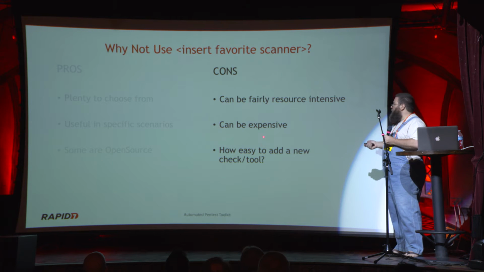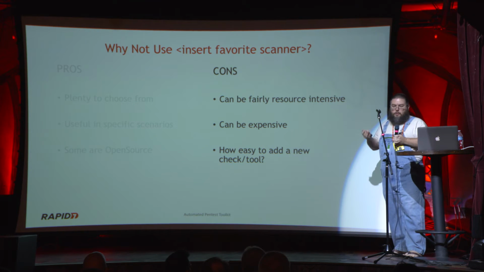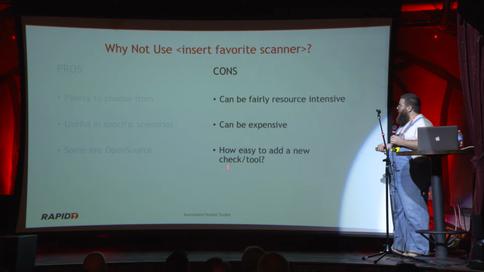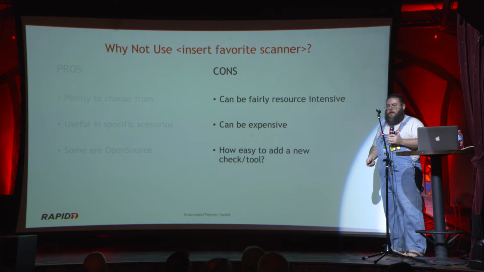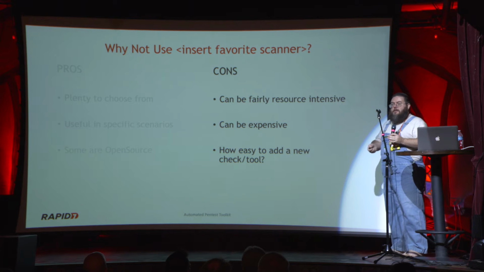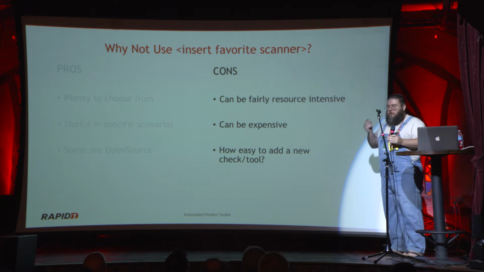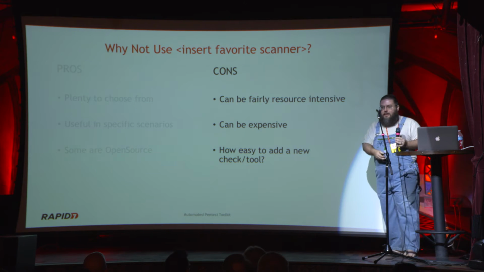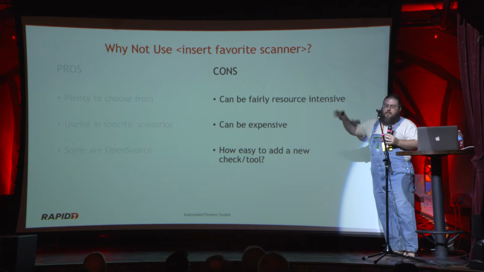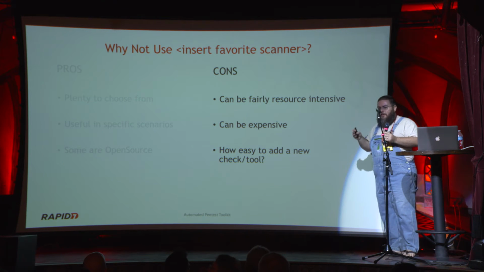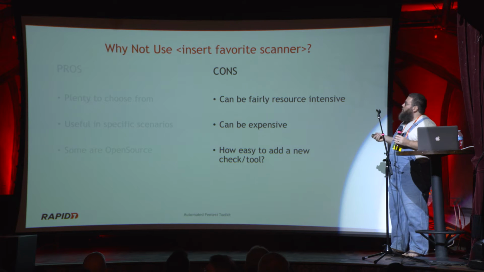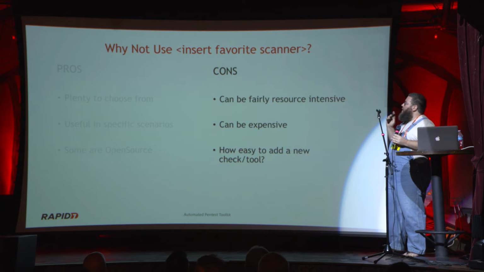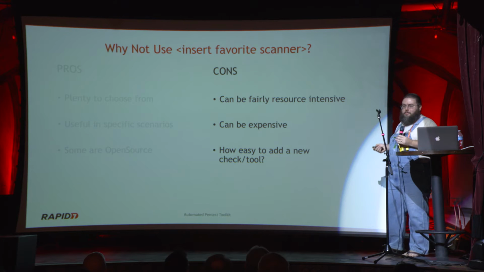Some of them can be fairly expensive, tens, 20s, 30s of thousands of dollars. And even when they are open source, how easy is it really to add a new tool to the repertoire, to add a new check to it? Some of them can be fairly easy, but not all of them. Most of them are going to be closed source, and it's going to be really hard to get the check added in. You have to contact the vendor to get everything added in. So that is why I wouldn't always say that your favorite scanner is always going to be the best choice.